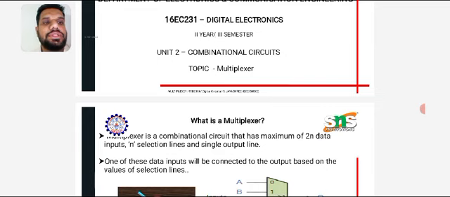There are various applications in communications. In normal day-to-day communications, the multiplexer is used. Before going deep into the applications of the multiplexer, first we will study what a multiplexer is and how it works. A multiplexer is nothing but a combinational circuit.